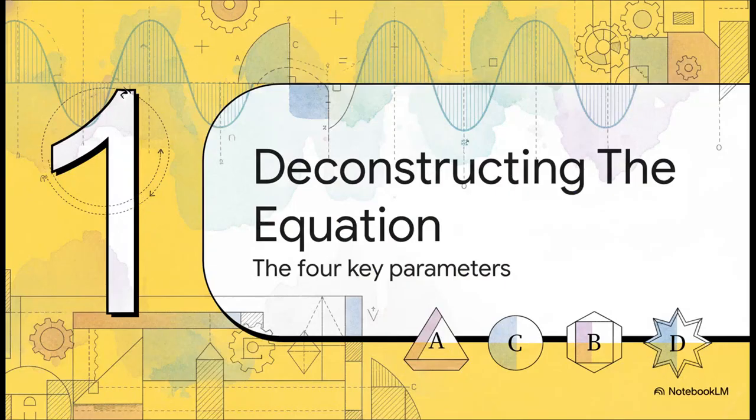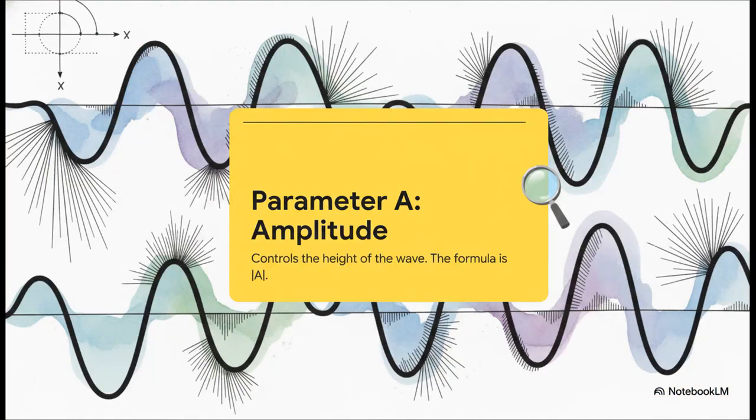So first things first, let's deconstruct this equation. The best way to understand something is to know what all the pieces do. This whole thing is controlled by just four main characters: A, B, C, and D. Let's meet them. First up is A, and A is for amplitude. This one's pretty easy to remember. It's all about the height of the wave. Think of it like a volume knob. A bigger A means a taller, more dramatic wave that stretches further up and down from its center.